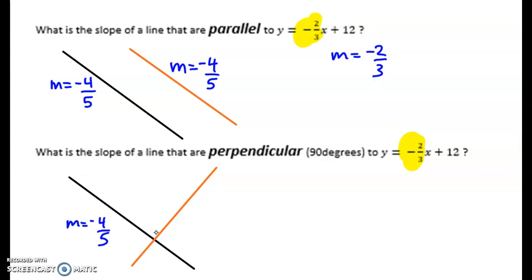Perpendicular lines, or lines that are 90 degrees, have a negative reciprocal. So if I would write the slope of this orange line, I would change the sign and flip the fraction, and that would be the new slope. So for example, in this equation here, a slope perpendicular to this one would be +3/2.